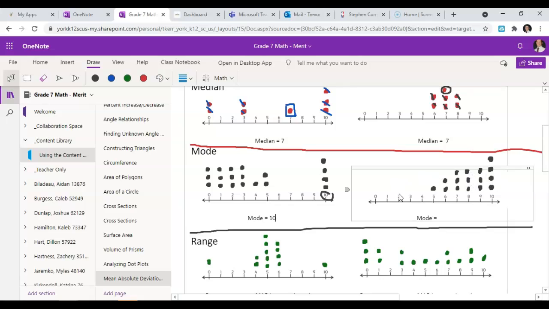And then looking at the second dot plot, it appears it's the same situation. The only one that happened 4 times was a 10. So again, the mode of the second dot plot is also 10. And so I run into the same conundrum. Well, how could you possibly say that these two dot plots are the same? They're not at all the same.